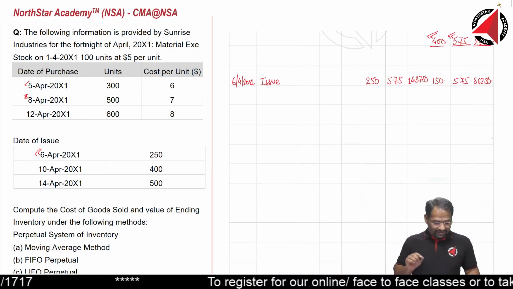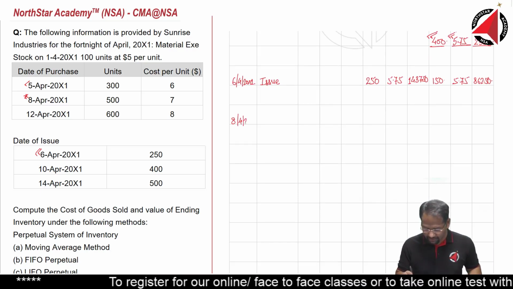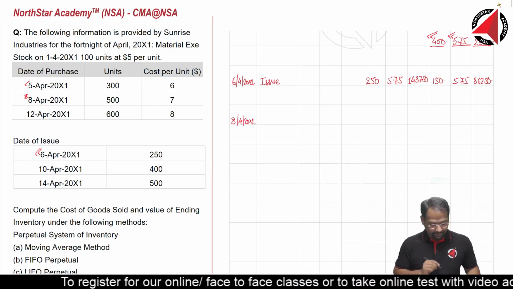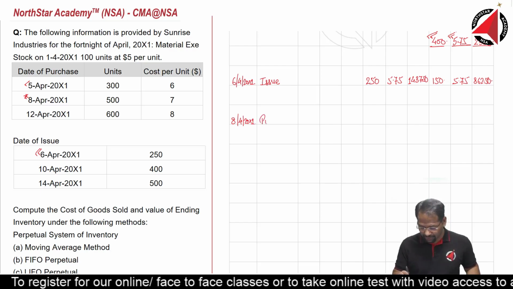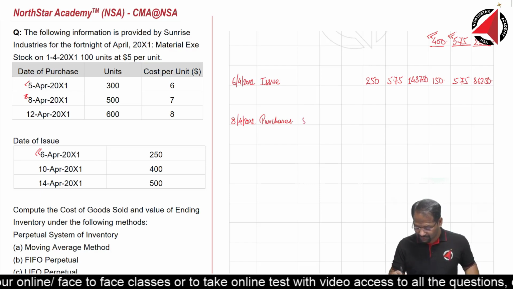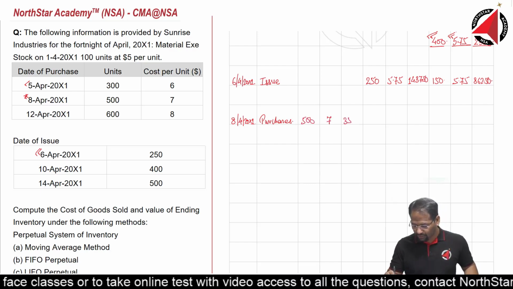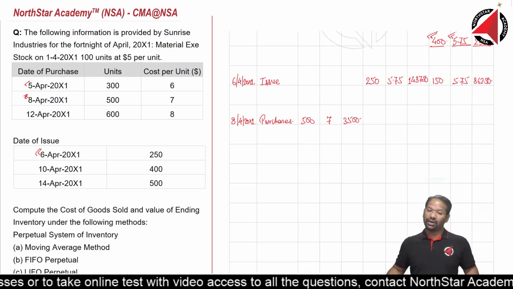Now after 6th of April we have 8th of April. So let's write 8th April 2011. We have purchased again. How many units have we purchased? We have purchased 500 units at the rate of 7. So total cost for us is 3500.